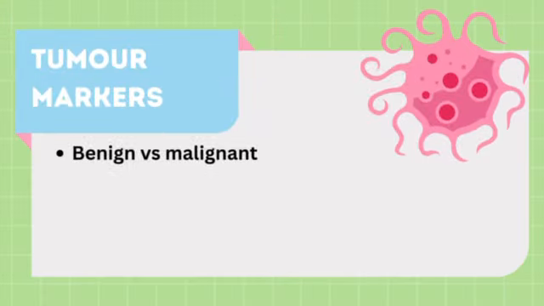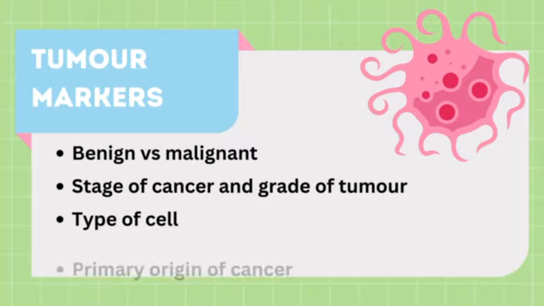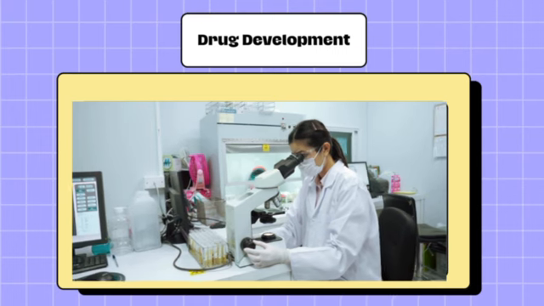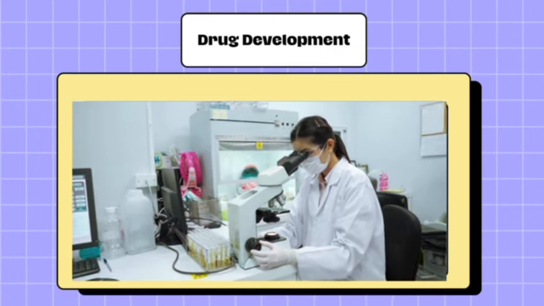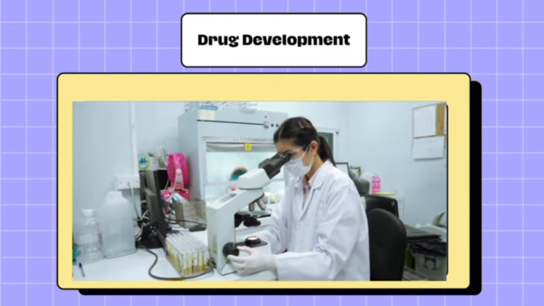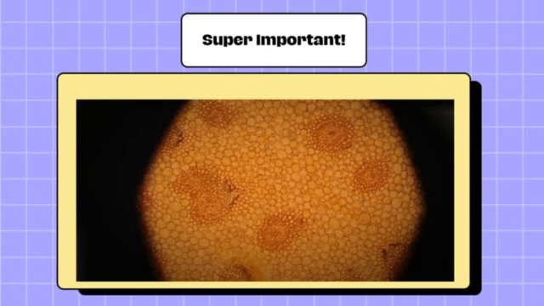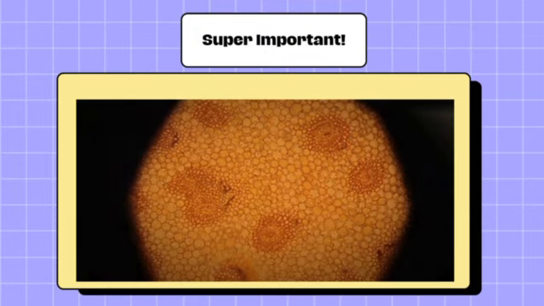Doctors can use specific tumor markers to identify a cancer as benign or malignant. Physicians can also determine the stage of the cancer and grade of the tumor. It can also help to identify the type of cell and where the primary origin of the cancer is. These abilities of identification can allow for the development of personalized medicine based on the individual's proteins present in tumors. In drug development, IHC is useful in detecting the up or down regulation of a disease target, overall helping drug efficacy. As you can see, immunohistochemistry is a crucial technique that helps us see and understand the tiny details inside tissues, making it an essential tool in scientific discovery.